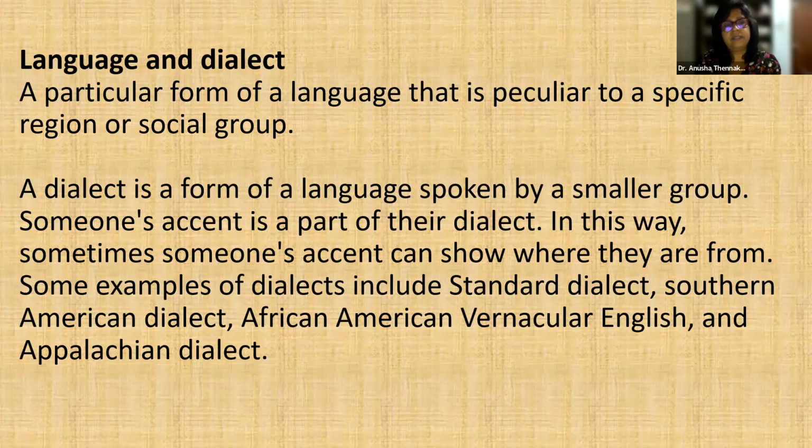Okay, so a dialect is a form of a language spoken by a smaller group. Someone's accent is a part of their dialect. From their accent, we can decide which area this person came from. In this way, sometimes someone's accent can show where they are from. That's what I told. So people from Ratnapura will say Hattile, oh my God, instead of that, they will say like that.